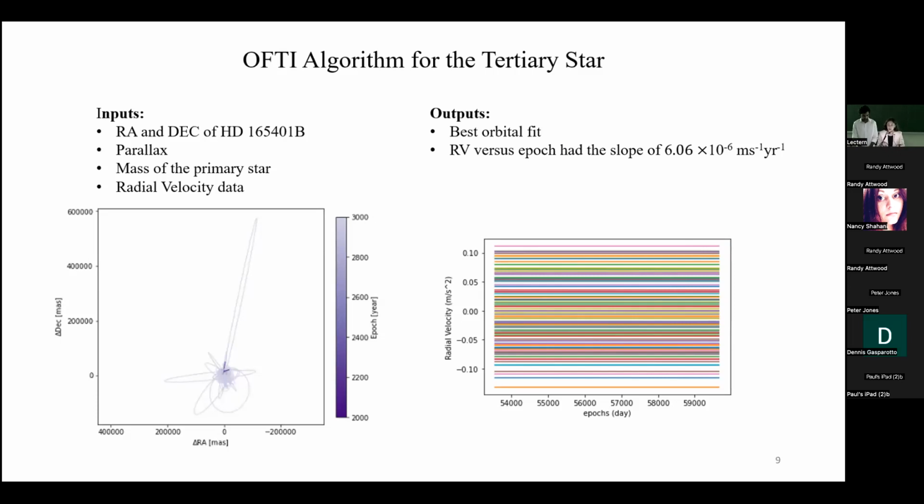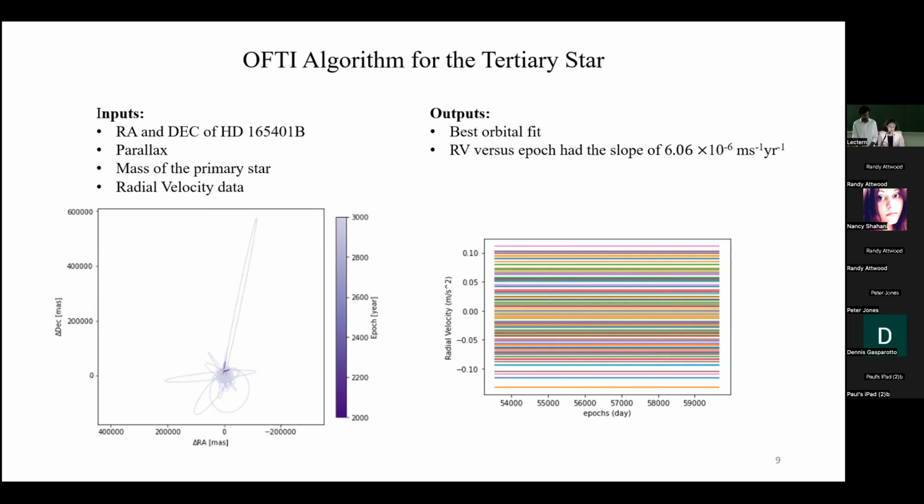But we were wondering if the presence of the tertiary companion resulted in any change or effect in the RV data that we got, because if so, then our mass estimates would have been influenced, or we would have overestimated them. So what we did was, again, to input the RA-DEC of the tertiary companion coming from Gaia. We use parallax, again, from Gaia, and mass of the primary star from literature and radial velocity data that we had. And what we got was the graph at the right.